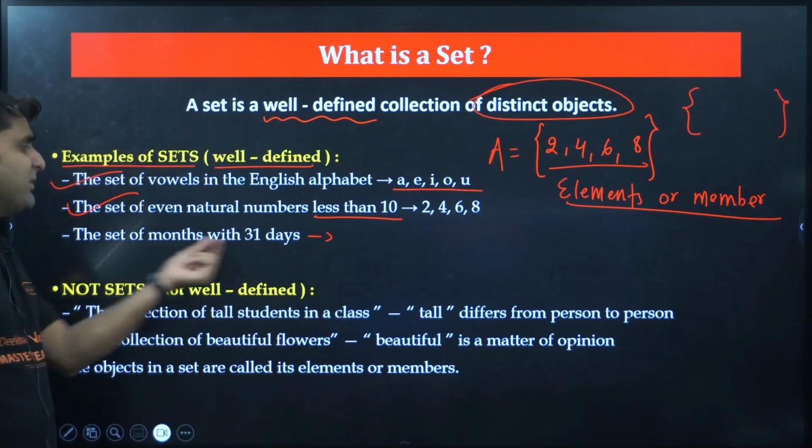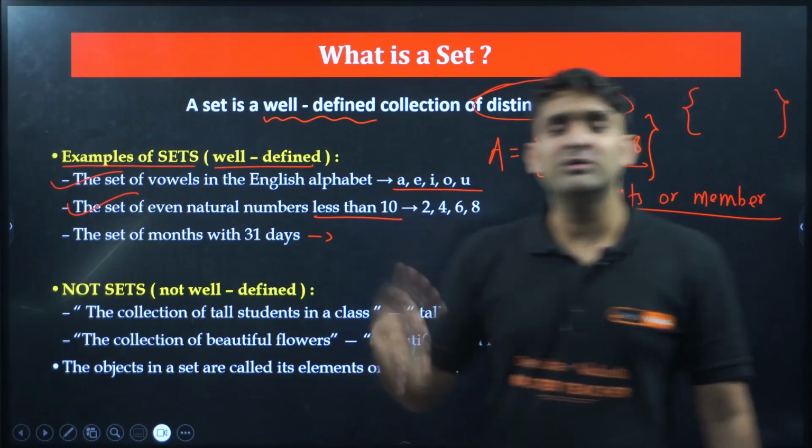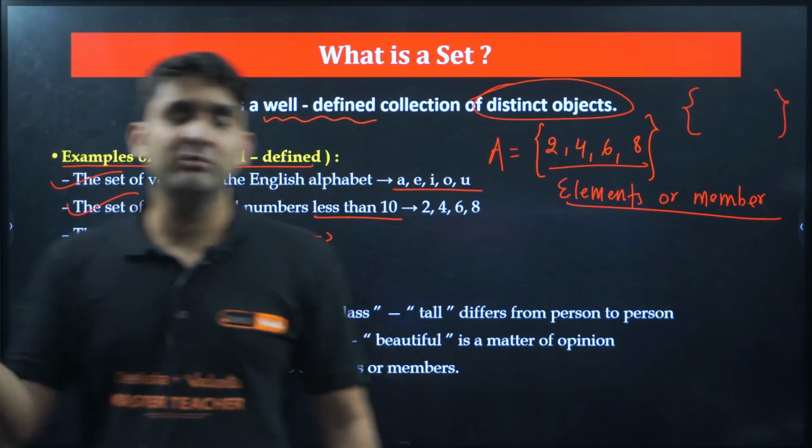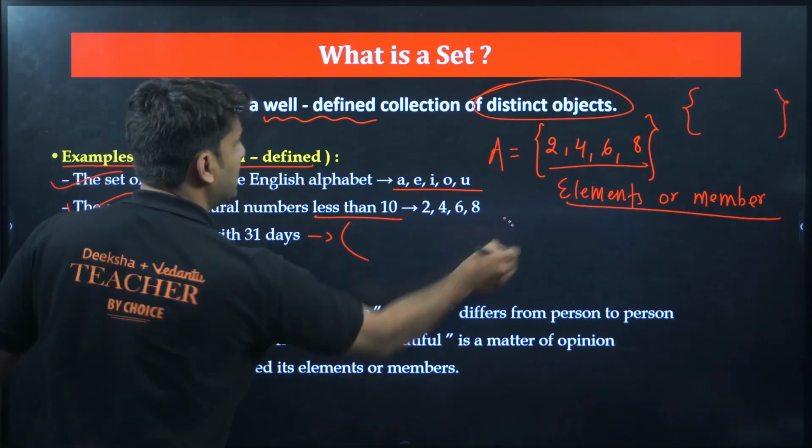The set of months with 31 days, we know which months have 31 days. How many months are there having 31 days? How many months are having 30 days? This is also well defined. We can write the name of all the months here.